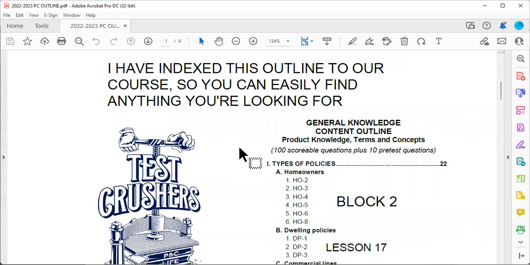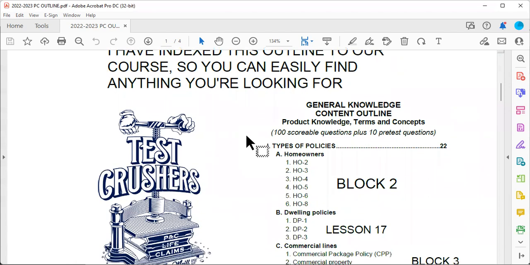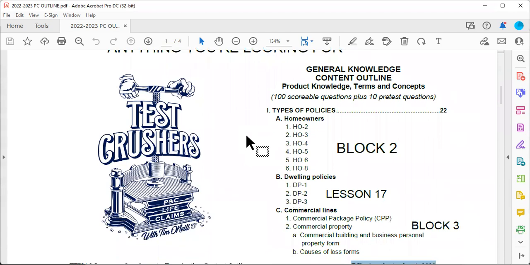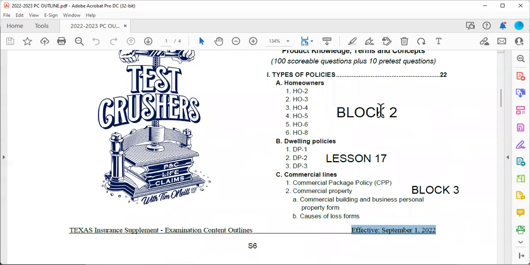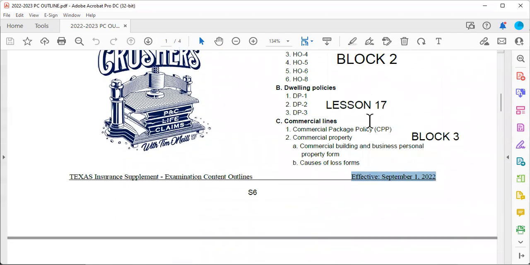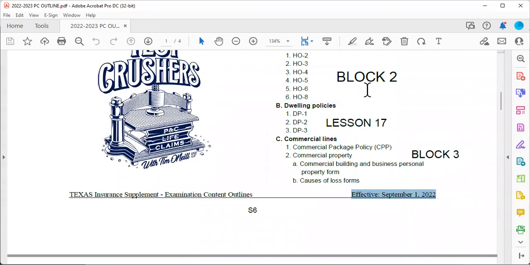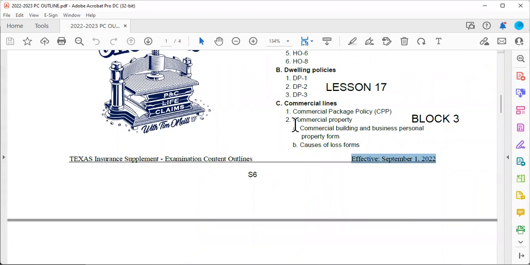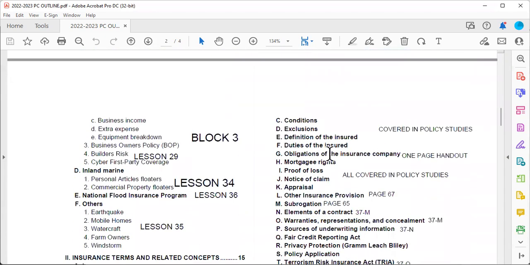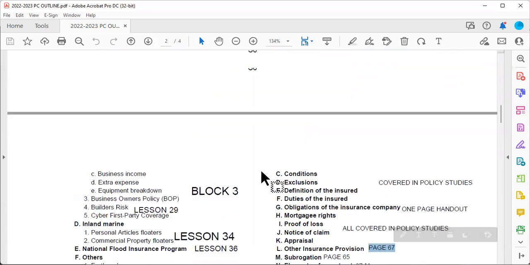All right. This is what's on the test from the Department of Insurance. And I built the entire course around this outline to make sure that everything they're talking about is represented here in your course. And then the outline from the Department of Insurance is indexed by me to my course. So it tells you in which block or lesson any one topic is covered, and sometimes it'll tell you down to the page number in the book where a certain topic is discussed. And so this is your checklist.